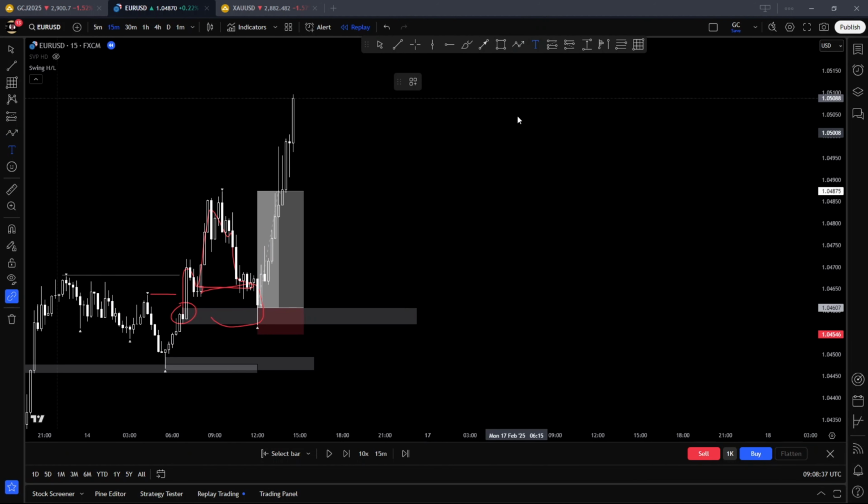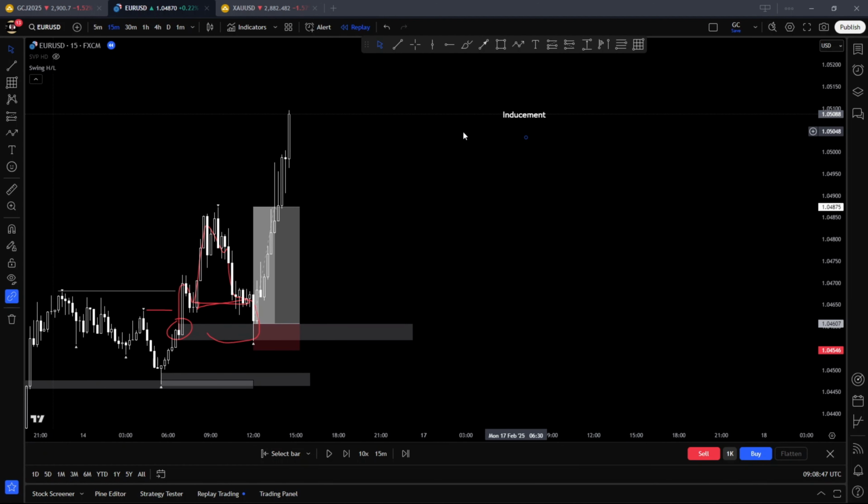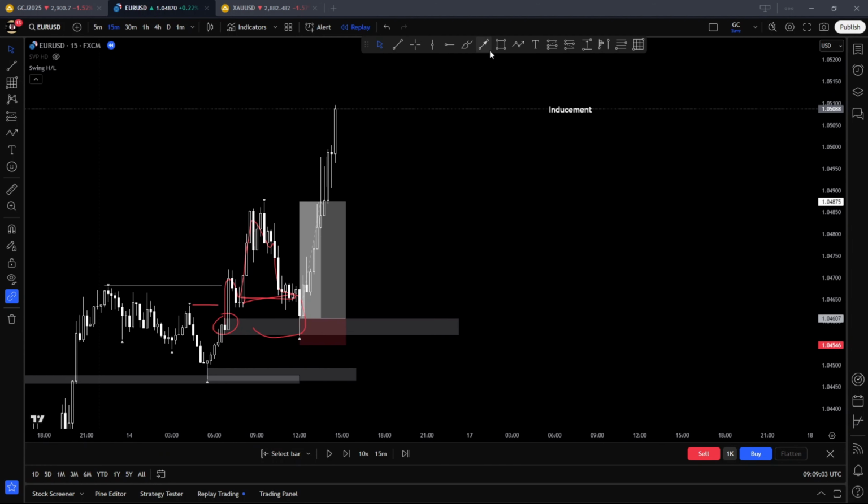Now, what is inducement? What is inducement? Inducement is basically a mechanism that takes place in the market to cause traders to take early trades. Okay, and basically how you can easily spot these on the candlestick chart is the first pullback after a break of structure. So if let me type it so you see, first pullback after the break of structure.